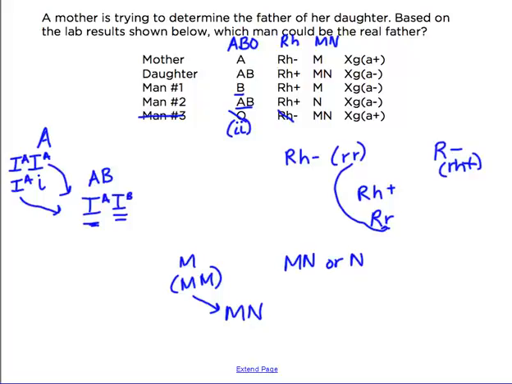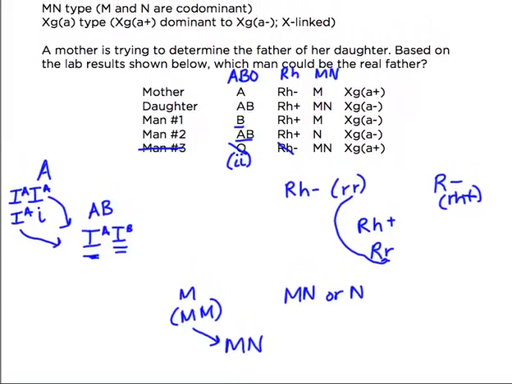So let's see who we can cross out now. So man number 1 is just M, which means that he wouldn't have the N allele to pass on to the daughter, who's MN. So for this reason, man number 1 is crossed out.